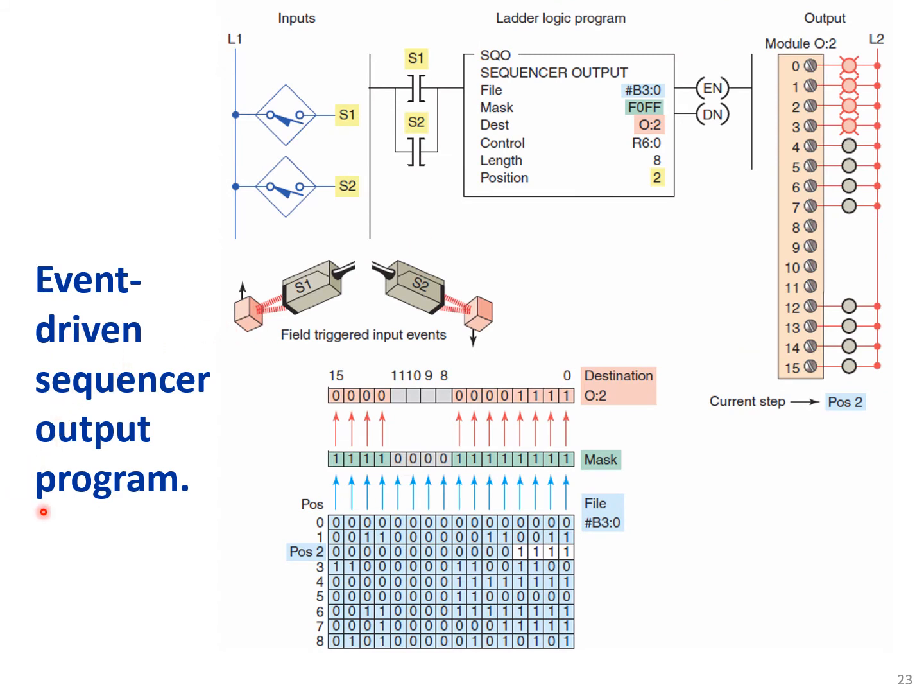Event-driven sequencer output program. Okay, so here we have 2 switches, and based on the events, based on the status of the machine, these switches could go on and off. And then by these switches S1 and S2, we could move through this lookup table or sequence file and change the status of our outputs.